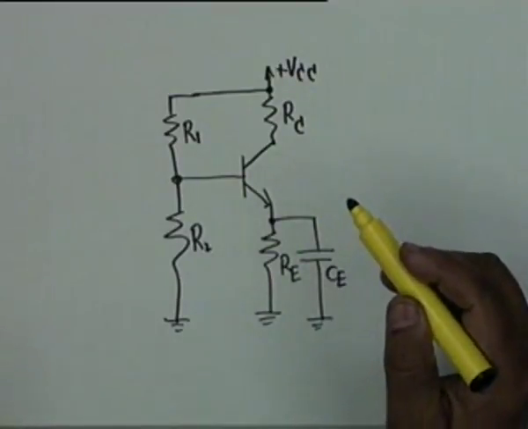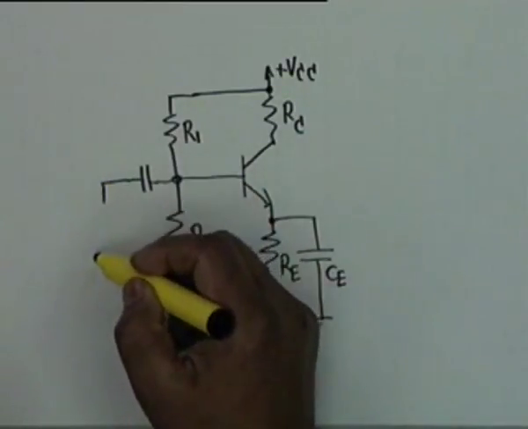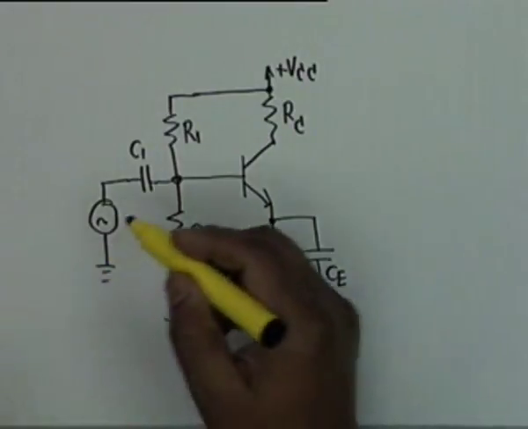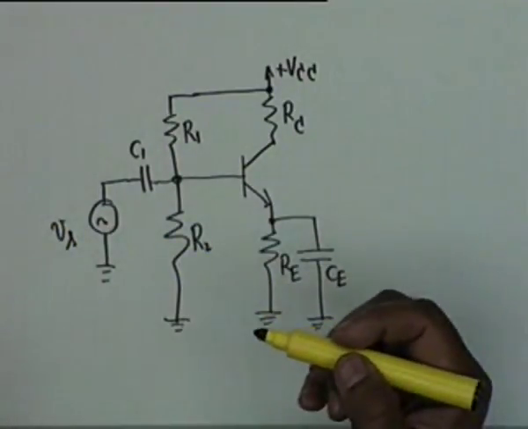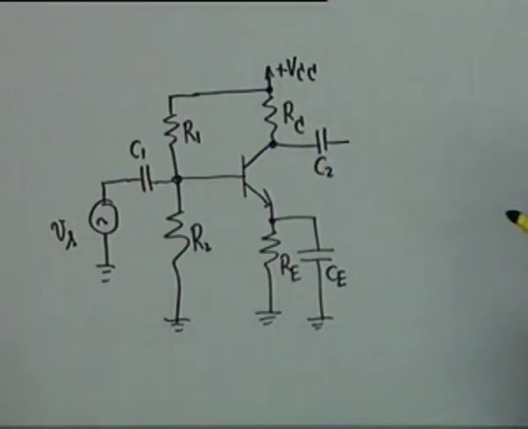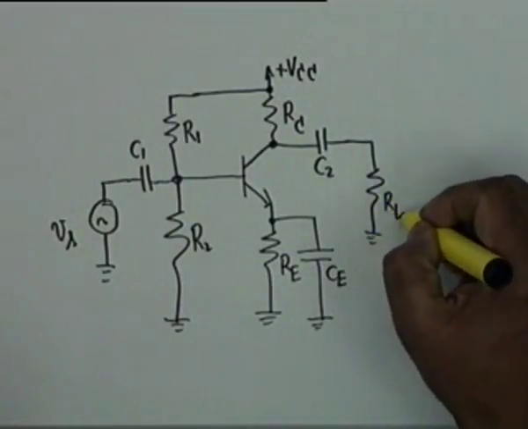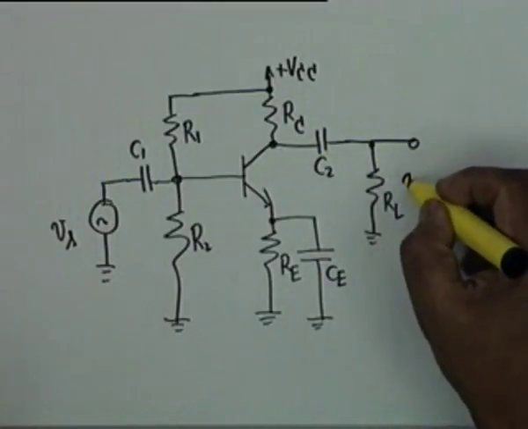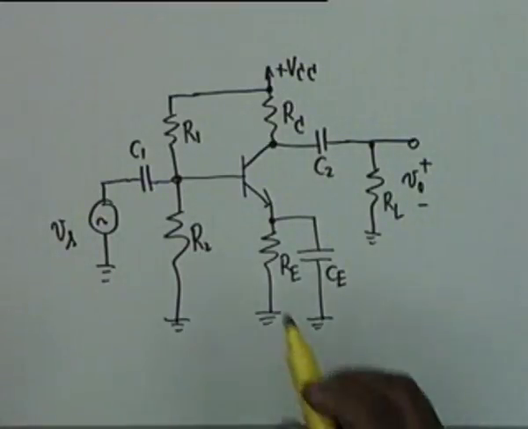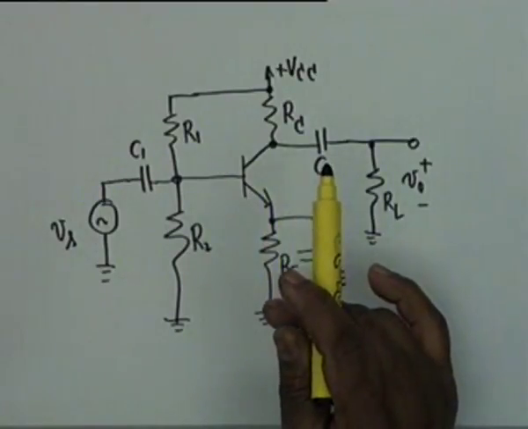Obviously this is an NPN transistor, and the signal to be amplified is applied through a capacitor C1 to the base circuit. This is the signal to be amplified, Vs, and the output is taken from the collector through a decoupling capacitor C2 to whatever the load is, R sub L. So this is Vs and this is the AC or signal output. The purpose of these two capacitors C1 and C2 is to decouple DC from AC.